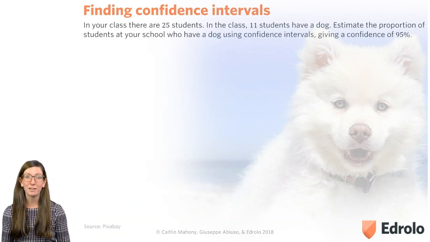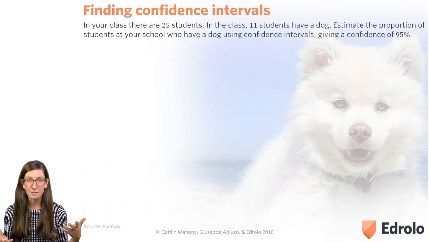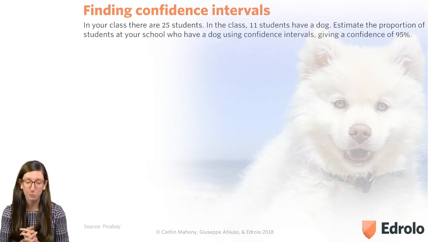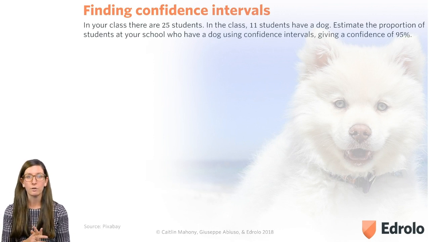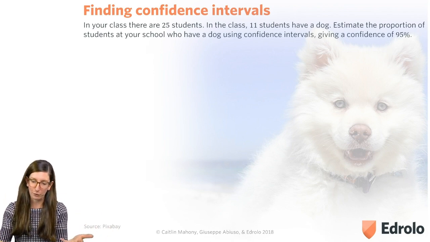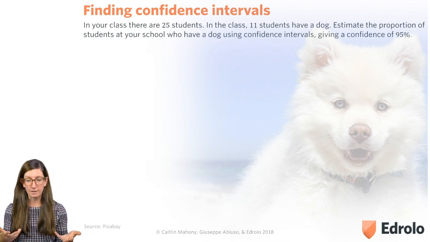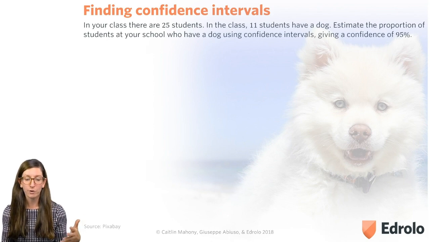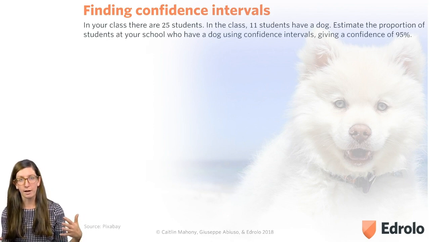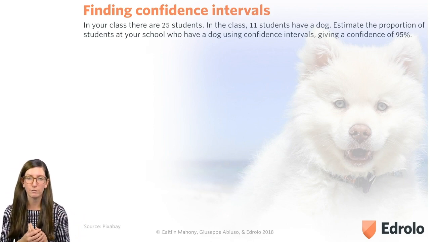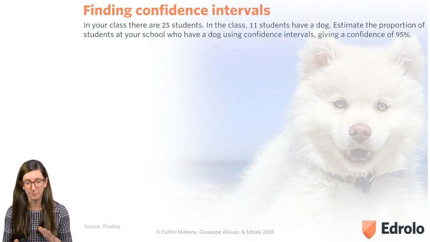So we can use our calculator to work with confidence intervals and predictions to do with those intervals. So for this example that we're looking at, there are 25 students in your class, and let's say that 11 of those students have a dog. Using that data, you will estimate the proportion of students at your whole school who have a dog, and you want to have confidence intervals giving a confidence of 95%.